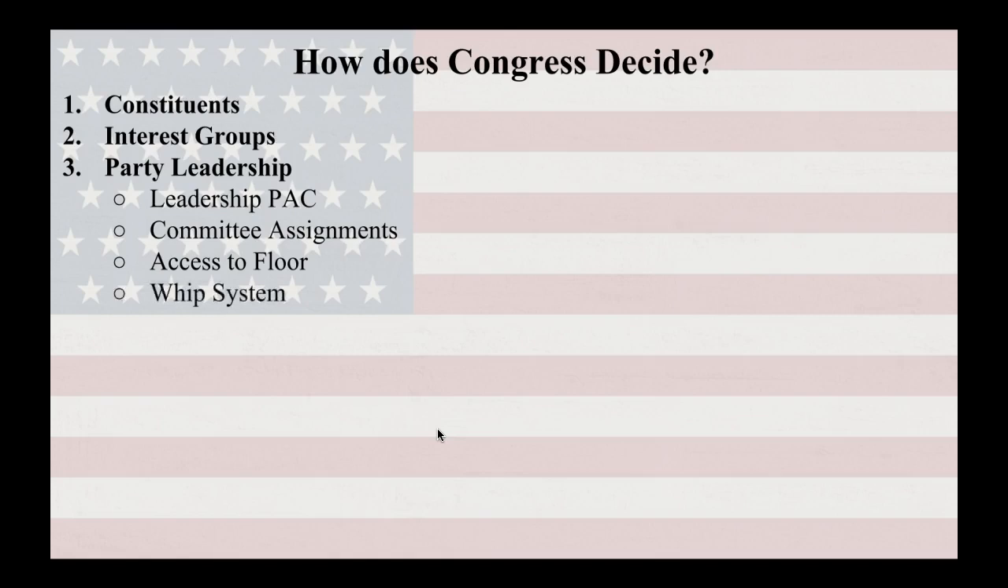And the whip system can be employed against you. And the whip is supposed to communicate the leader's wishes and expectations, and it is their job to gin up support for a legislative agenda of the party.